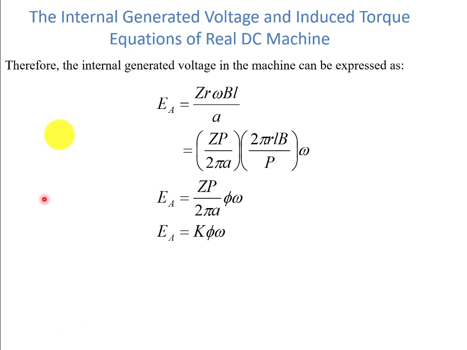Now the internally generated voltage in the machine can be expressed as E = Z r omega BL over A, and that can be written as ZP over 2 pi A times 2 pi r L B over P times omega. Here we can see that 2 pi r L B over P is phi that we have calculated, and this is omega. So we put all these machine constants ZP over 2 pi A as K. The internally generated voltage in the DC machine is equal to K phi omega.